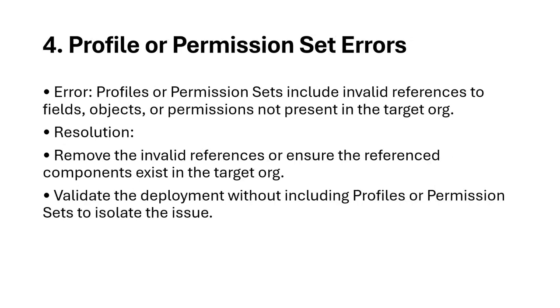And the next one we have is profile and permission set errors. Profiles and permission sets include invalid references to fields, objects, or permissions that are not present in the target org. That's when you get this error message. To resolve this issue, you remove the invalid references or ensure the referenced component exists in the target org, or try to validate the deployment without including profiles and permission sets to isolate the issue.